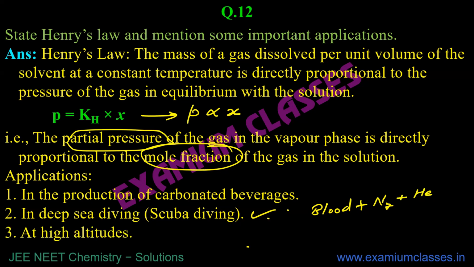Next one, at high altitudes. When we talk about high altitudes, pressure is low there. So if you have, for example, an ink pen, a fountain ink pen, here in Delhi or Chennai or Mumbai, and you go to the Himalayas, for example, there will be less pressure outside, and the solubility will decrease. The solubility, because outside pressure is low.